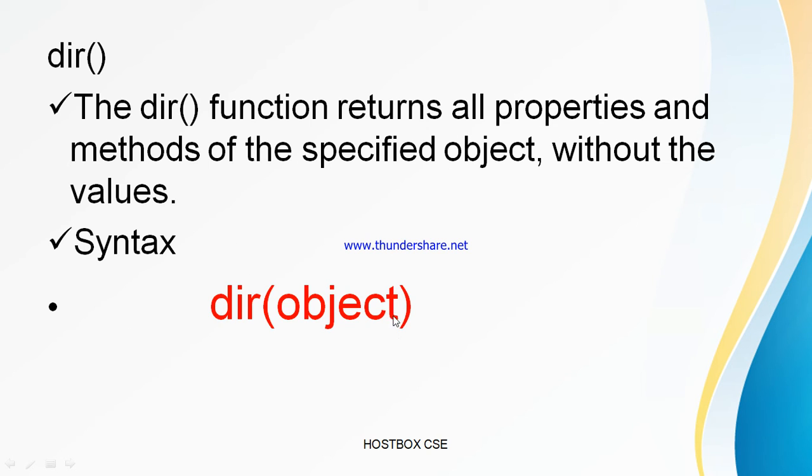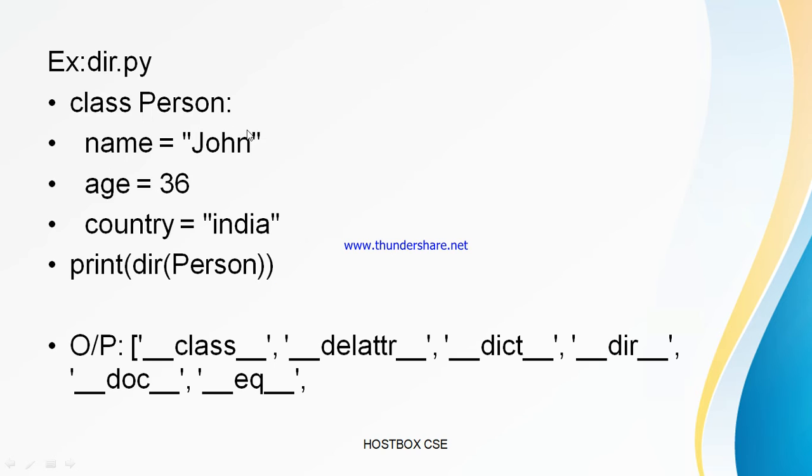The syntax is dir of object. Here we have to mix the concept of class and object. For example, I am going to create a program called class person dir.py, where I give the name as John, age equal to 36, country as India, and print dir of person. There will be a directory given by the Python IDE, and the output will vary.